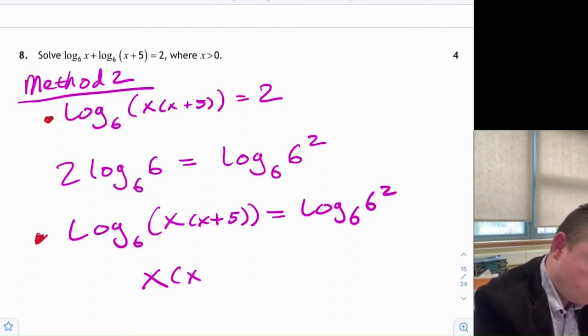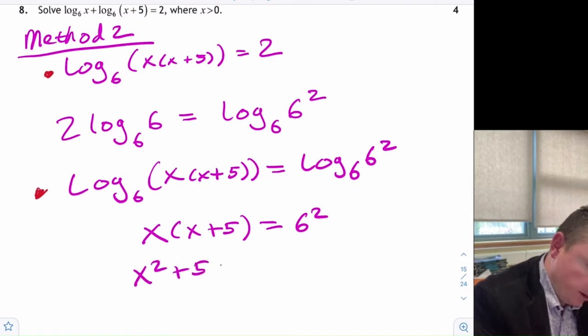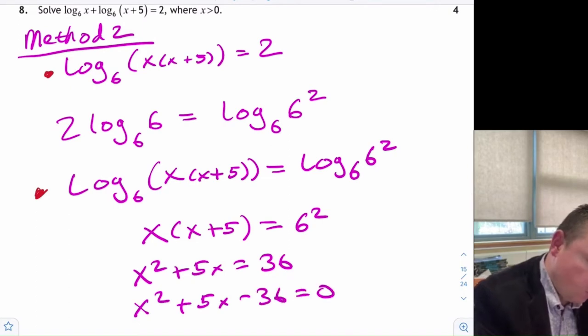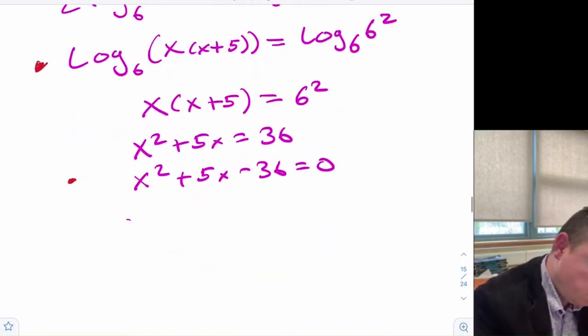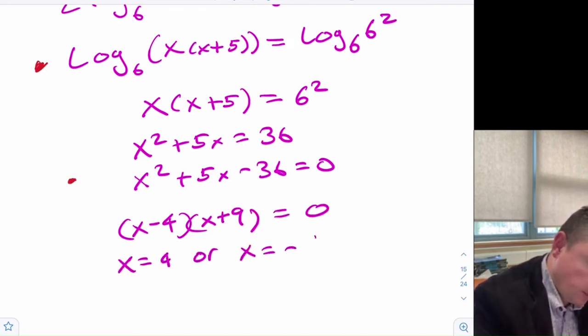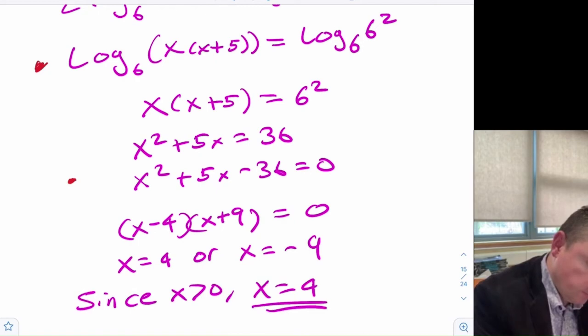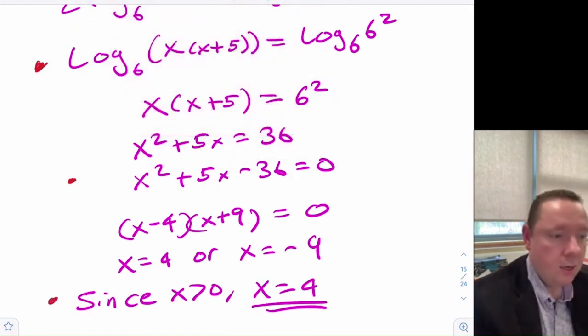And then we can cancel the logs from both sides to just write x(x plus 5) equals 6 squared, or x squared plus 5x equals 36. And it continues in the same way as the last method. Minus 36 equals 0. There's our other mark, and then for our final mark, solving that equation, we get x and x, 9 and 4, plus 9 minus 4, so x equals 4, or x equals minus 9, but since x is greater than 0, x equals 4 is the answer, and there's our final mark there, for 4 marks.